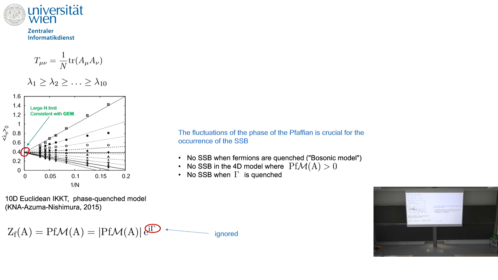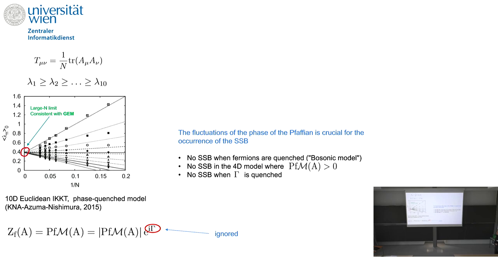So what you see here is a simulation of the model where the effective fermionic action, which is complex, is entered in the model, but with the phase ignored, the phase quenched model. And even in that case, which is very close to the model that we want to simulate, we find that in the large N limit, the configurations that dominate are SO(10) symmetric. And this is supported also by previous studies that show that when all the fermions are quenched, that's the original Krauth-Nicolai-Staudacher model, then also we don't have spontaneous symmetry breaking. In the four-dimensional model where the fermionic partition function is strictly positive, we also don't have SSB. And here, when we quench the phase, also we don't have SSB.